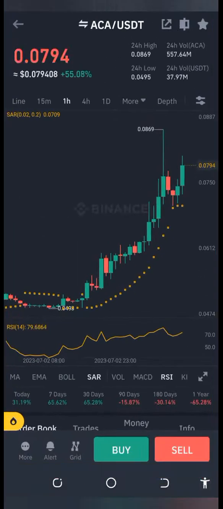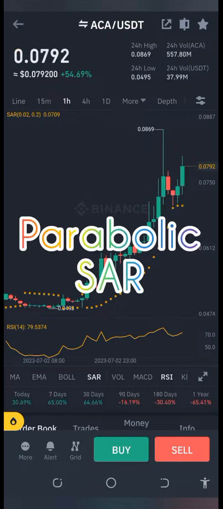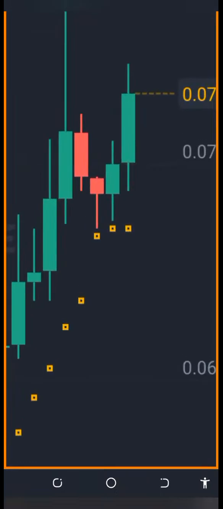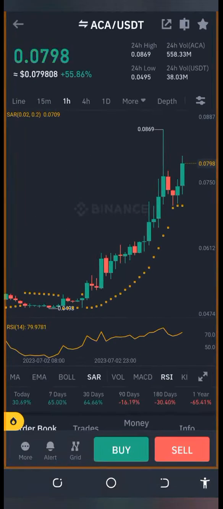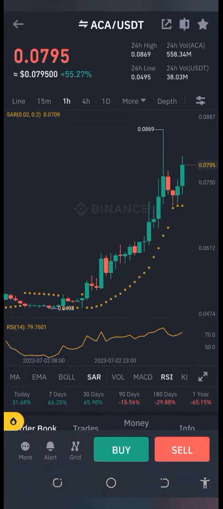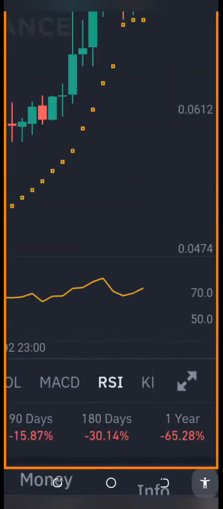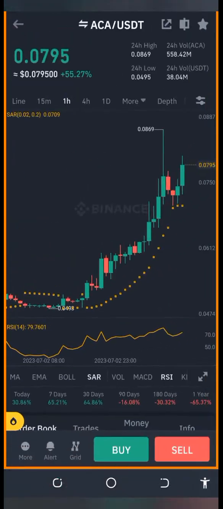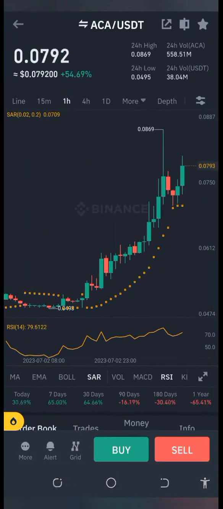And look at the parabolic SAR. Oh my gosh. See how it has gone all the way up. Pushing it up, that shows the momentum. All right. Look at the RSI. What is it right now? The RSI is 79. When I saw it earlier, I was like, it's already at 78, right? Would I go ahead and do this? But I saw that the momentum was high and it was not going down.